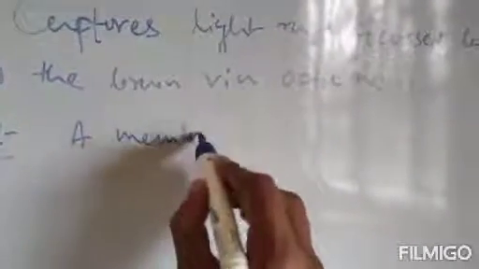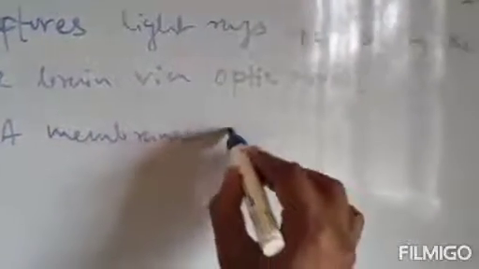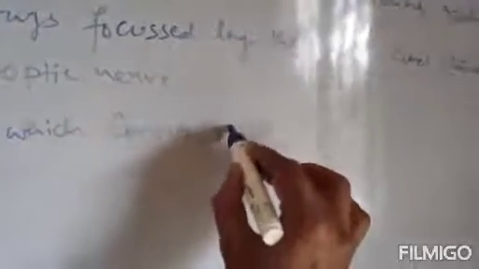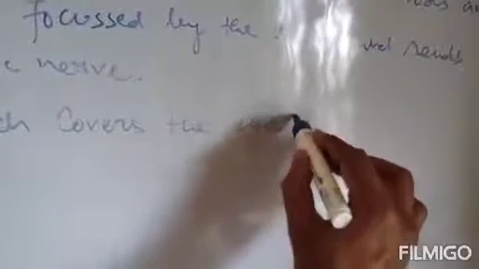Number two part is cornea. So what is cornea? It is like a membrane which covers the eye trail.